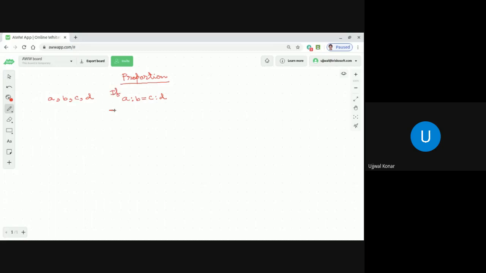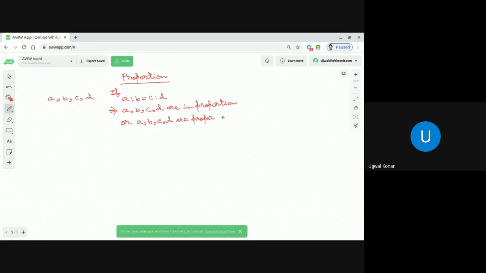if A is to B is equal to C is to D, then this implies A, B, C, D are in proportion, or we can say that A, B, C, D are proportional. Clear, no? Yes, okay.